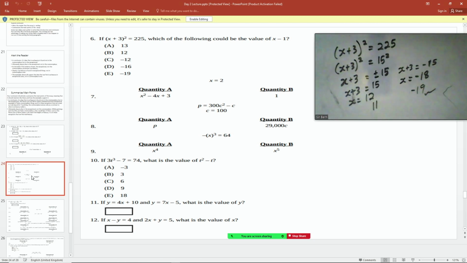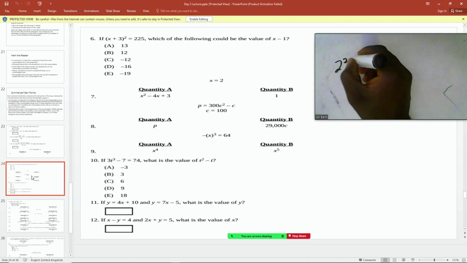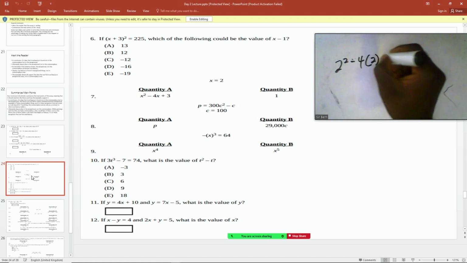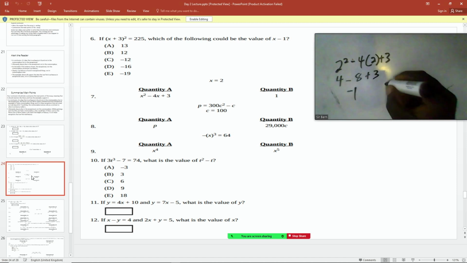Moving on to question 7. Question 7 has an equation and it's saying that x is equal to 2. So wherever you see x, you put 2 there. So 2 squared minus 4 into bracket 2 plus 3. So we have 4 minus 8 plus 3. This gives us negative 1. To compare negative 1 to 1, quantity B is greater.